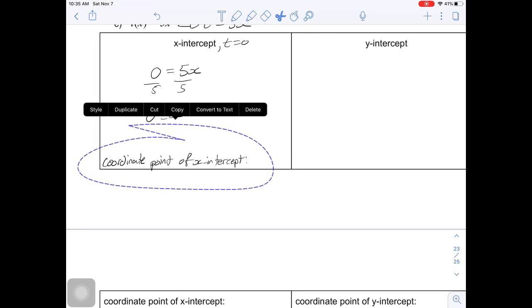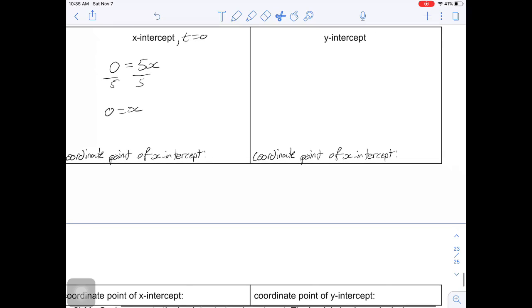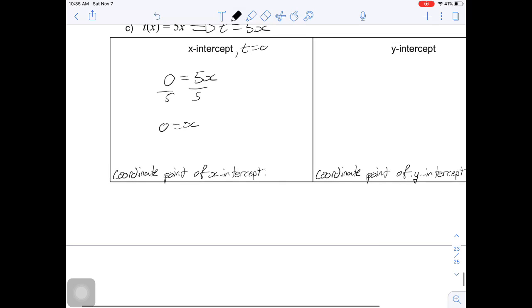Okay, and then I'll do this, just so mine looks exactly like yours. Sometimes my formatting gets a little messed up when I convert this. Anyways, so now remember, a coordinate point is always your domain and then your corresponding range value. Well, what's my domain value? Well, that's my x-intercept, which is 0. So this is 0.